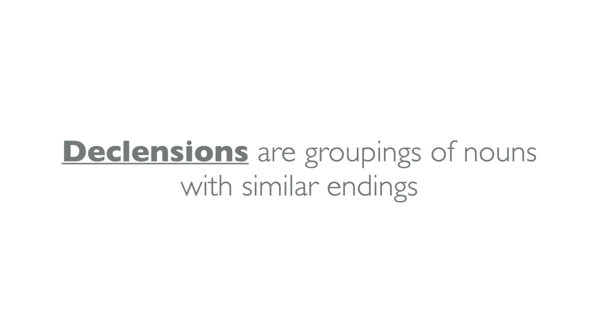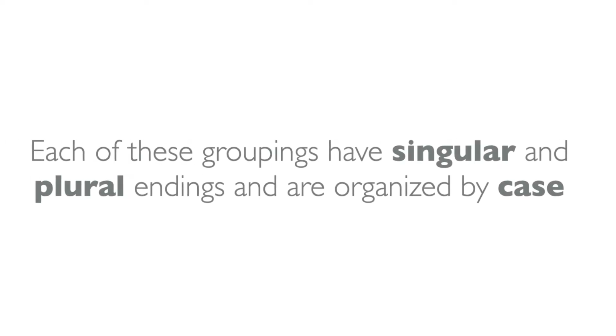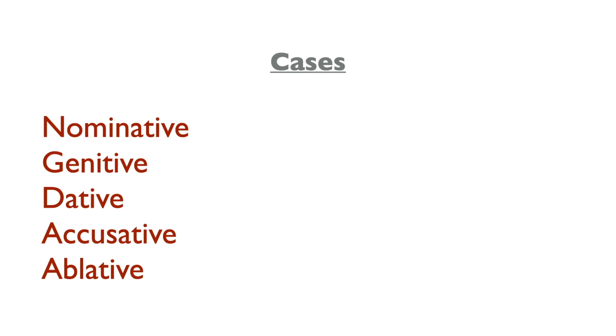Now, what is a declension? Put simply, declensions are groupings of nouns with similar endings. Each of these groupings has singular and plural endings and is organized according to case. The cases are nominative, genitive, dative, accusative, and ablative.